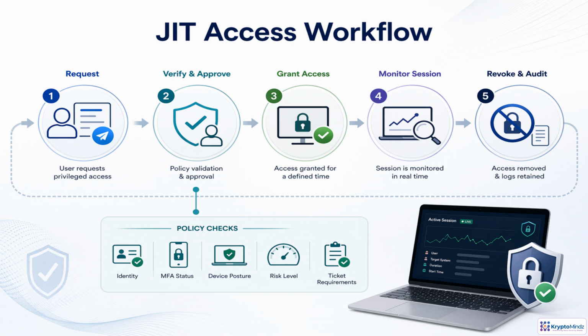A JIT workflow makes privileged access a temporary governed transaction. The user requests access and provides the business reason, target system, role, and time needed. Before anything is granted, policy checks confirm identity, MFA, device health, risk level, and any required ticket. If approved, the platform elevates the user only for the defined window. During that time, the session is monitored for unusual activity. When the window expires, privileges are revoked automatically, and logs are retained for audit, investigation, and proof of control.